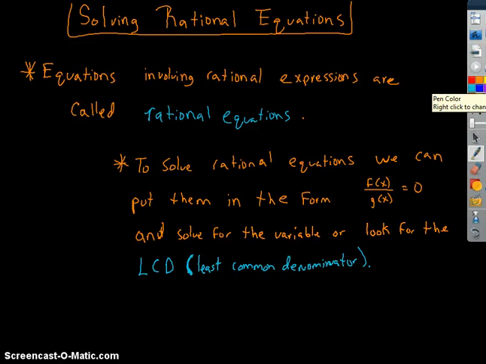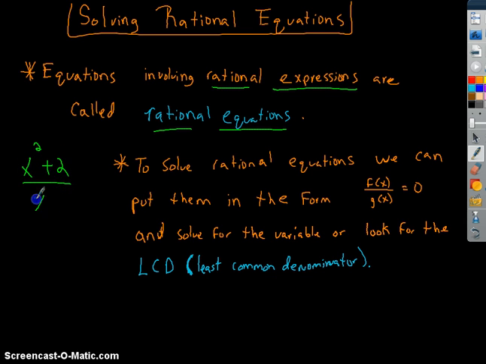Okay, so solving rational equations. First of all, equations involving rational expressions are called rational equations. So instead of having just an expression like x squared plus 2, we make it, or better yet, make it rational over x. Instead of just leaving it as that, we would make it a rational equation simply by making it equal to something. In this case, maybe 0 or 4 or whatever the case may be. So now we have rational equations.